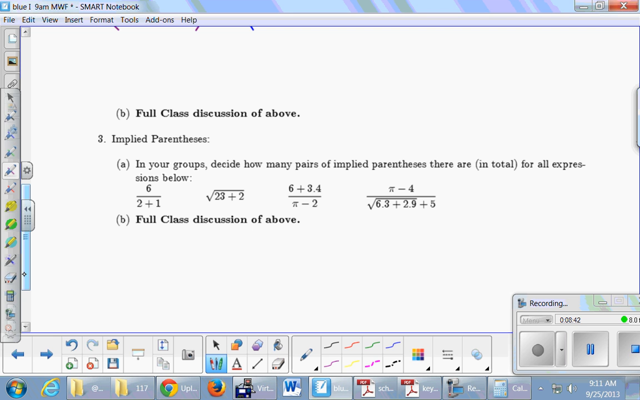Okay, so let's come down here to this implied parentheses business. In part A, we are around to Drew. Okay, so you got 4 different expressions. If you were typing these things into the calculator, I want to know how many pairs of parentheses you would have to put in. I don't need you to type them into the calculator. I just want to know how many pairs of parentheses you would have to put in altogether. So check with your neighbors and see if we can come up with a total.